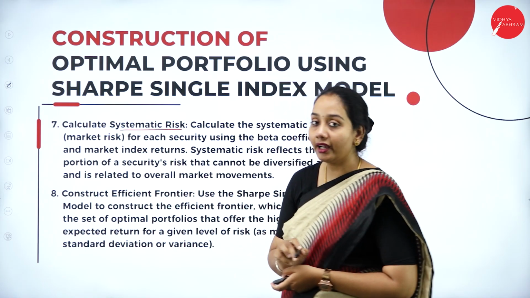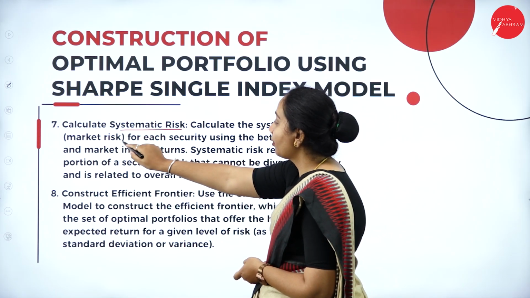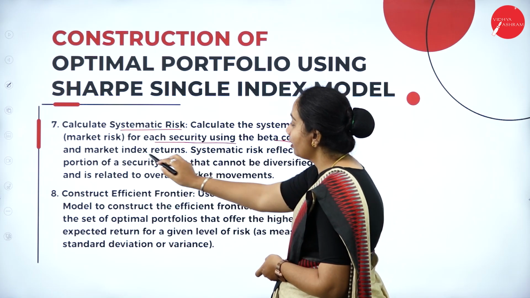Calculating the systematic risk. Okay. So calculating the systematic risk, that is the market risk for each security, using the beta coefficients and market index returns.